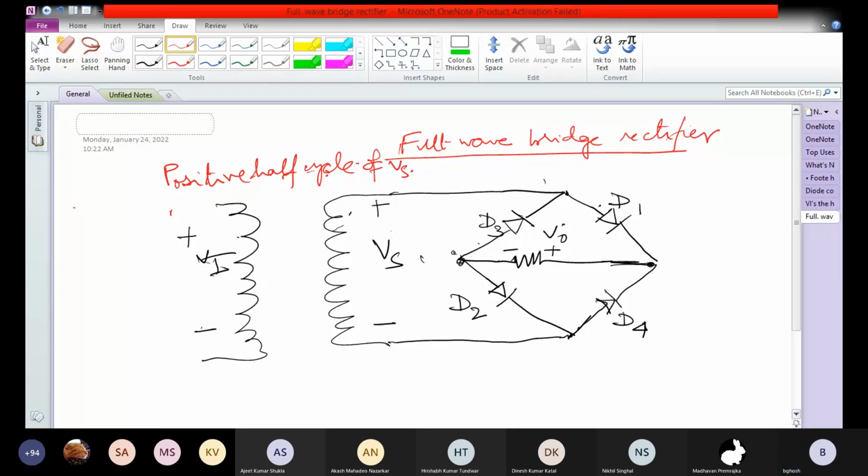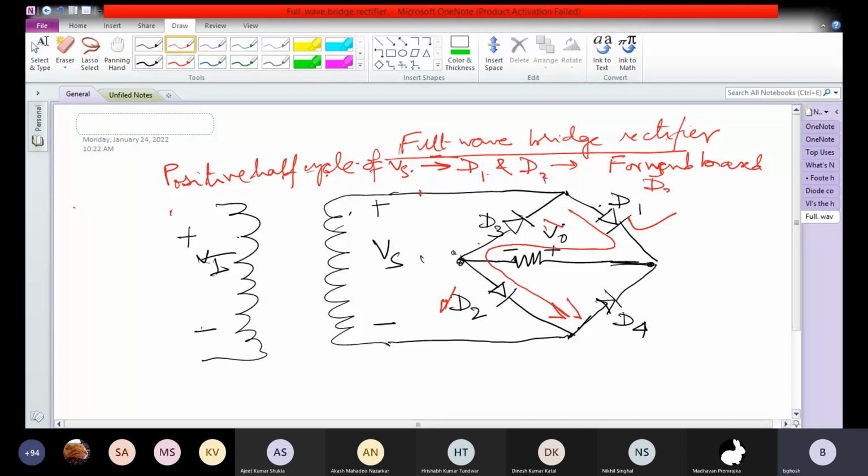Diode D1 and diode D2 are going to conduct. The current is going to flow in this manner. So this will be forward biased and this will be forward biased. Diode D1 and D2 will be forward biased, and D3 and D4 will be reverse biased. So this is your resistance R.